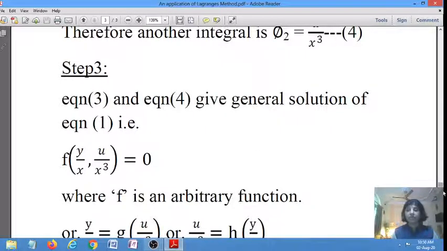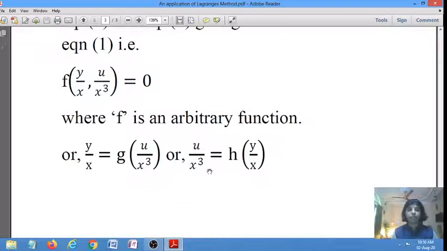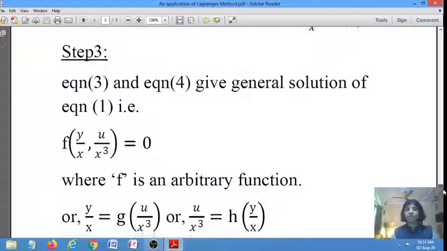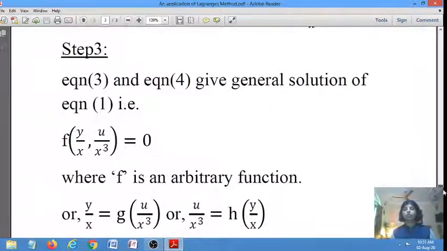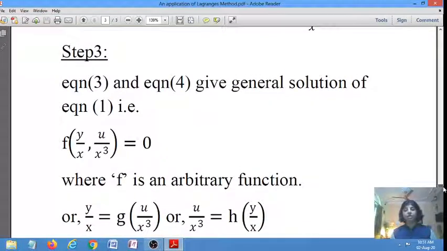So you can write the general solution in this form, where f is an arbitrary function, or you can write the solution like this: phi 1 in terms of phi 2, that is y by x is equal to g of u by x cube, where g is an arbitrary function, or phi 2 in terms of phi 1, which is u by x cube is equal to h of y by x, where h is an arbitrary function. So these are the three ways of writing the general solution of the given quasi-linear partial differential equation 1.